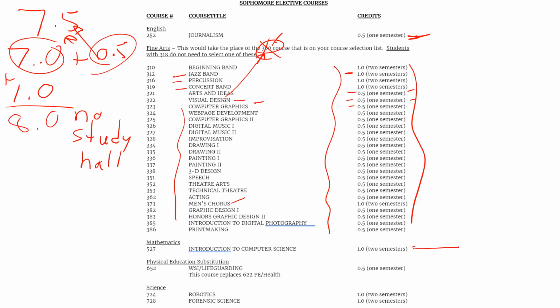In the math department, we offer a full year of an Introduction to Computer Science course. That will be a computer programming class that teaches you JavaScript and how to make websites.